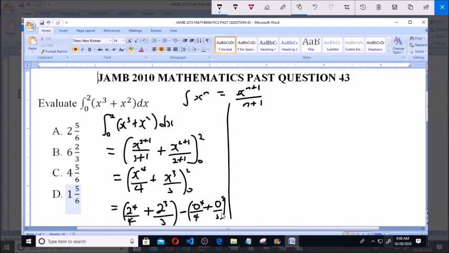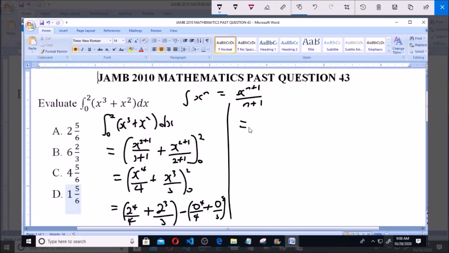I believe you can see what I just did now. That's why I told you that this 2 and 0 represents the value of x at different intervals. So you subtract the one below from the one above, which you did. So when x equals 2, we have this, and when x equals 0, we have this. Now from this we'll have something like this.